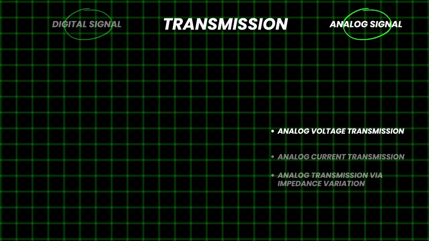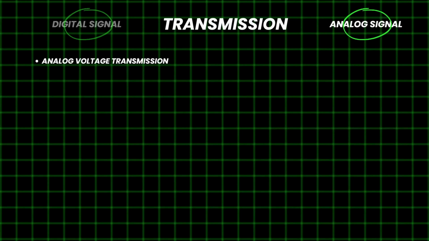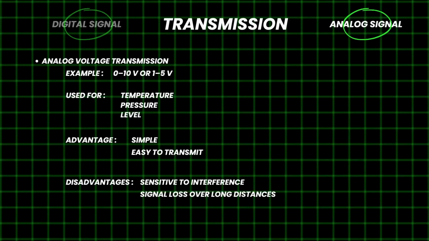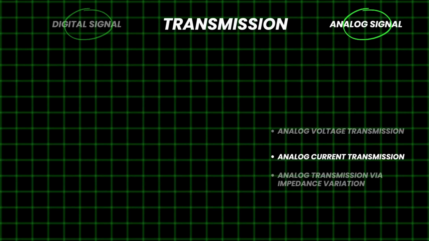So now let's start with analog voltage transmission. As an example, you have 0-10 volt or 1-5 volt. It's used for temperature, pressure, and level. The advantage of this technology is that it's simple and easy to transmit. The disadvantage is that it's sensitive to interference, with signal loss over long distances.